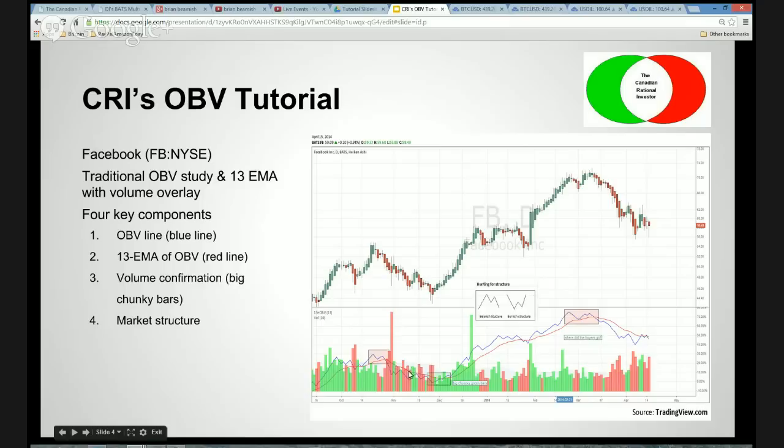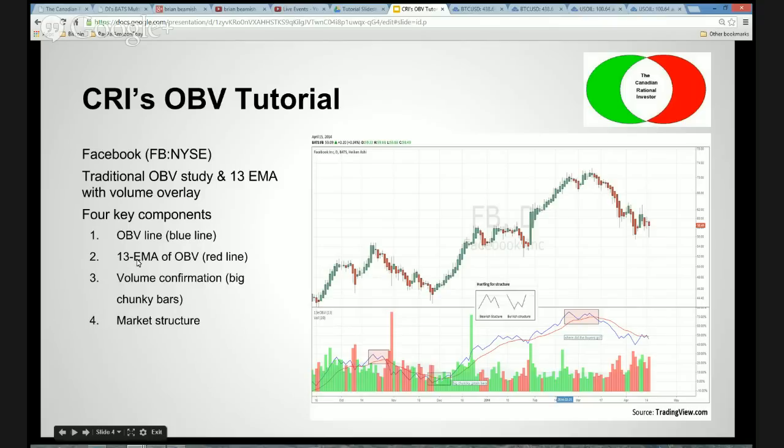As you can see, it's a nice simple graphical illustration of the way money's been flowing into and out of the issue. We have basically four key components that we talked about at the beginning of the tutorial, so let's go through them. Number one is the OBV line, and that's this blue line. You can see that it moves up and down as the issue goes through its daily gyrations.